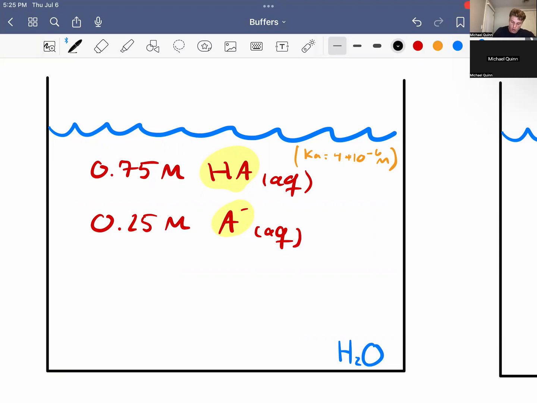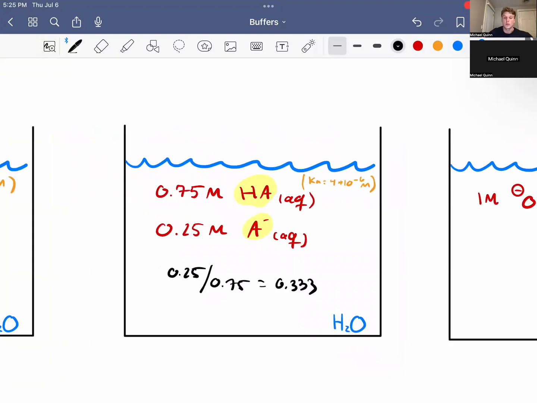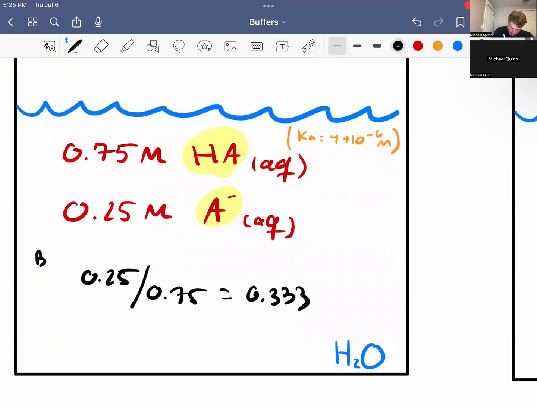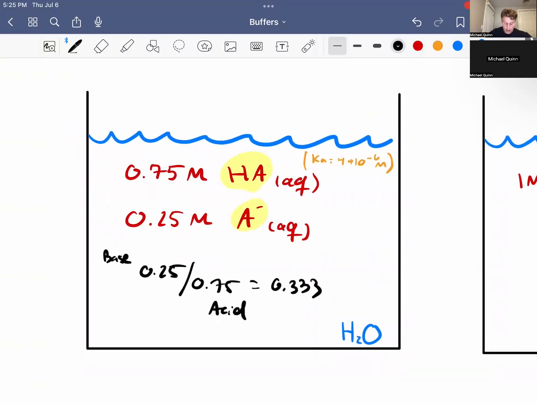So what about the ratio? We have 0.25 over 0.75. So this is about 1/3 or 0.333 repeating. So this falls within the ratio of 0.1 to 10 for our base to our acid. So that requirement is met. And the concentration of each needs to be between 1 times 10 to the negative 3 molar and 1 molar, which both of these meet.